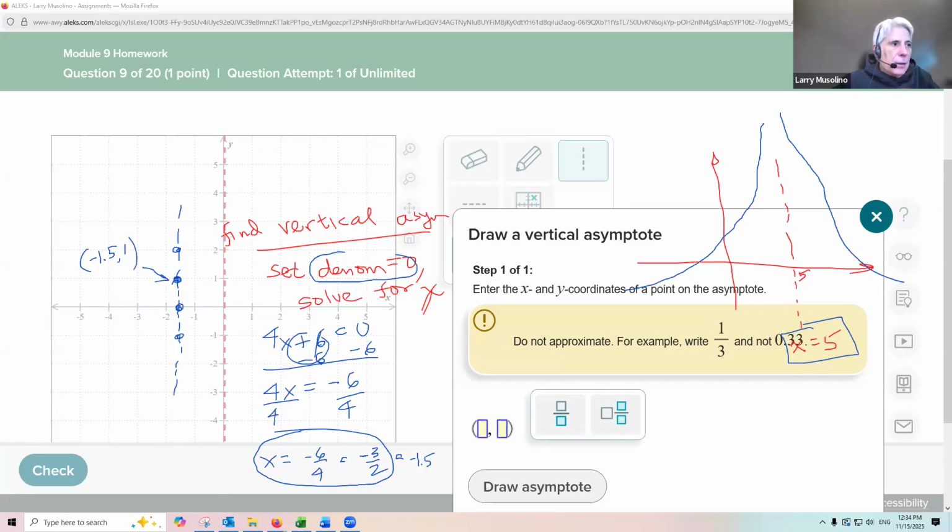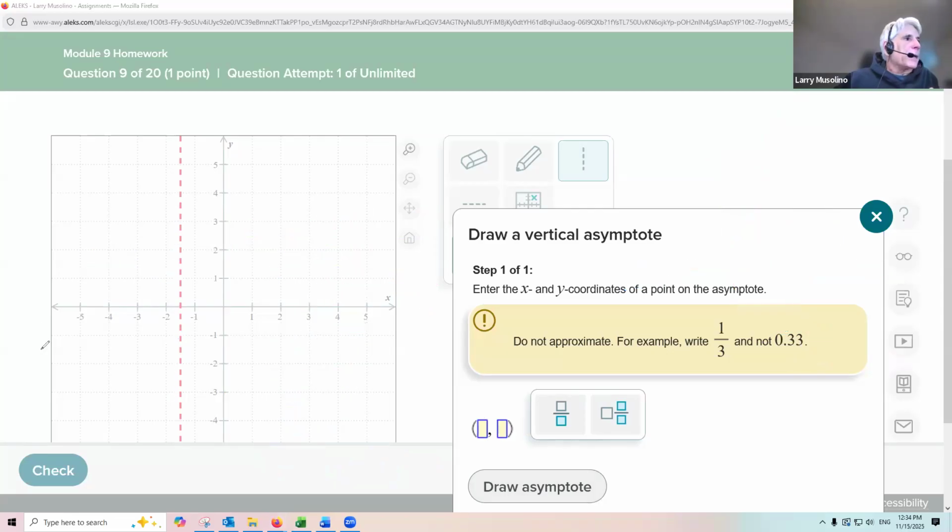And so let me enter that here. Negative 1.5, comma 1. And I'm going to say draw the asymptote. And if you notice, it drew the red dashed line there. Let me clear the screen so you could see it better. All right, that's the vertical asymptote. Let's go to the horizontal.